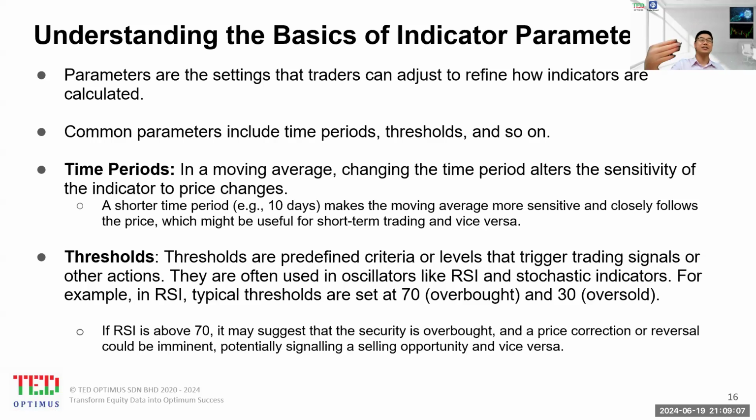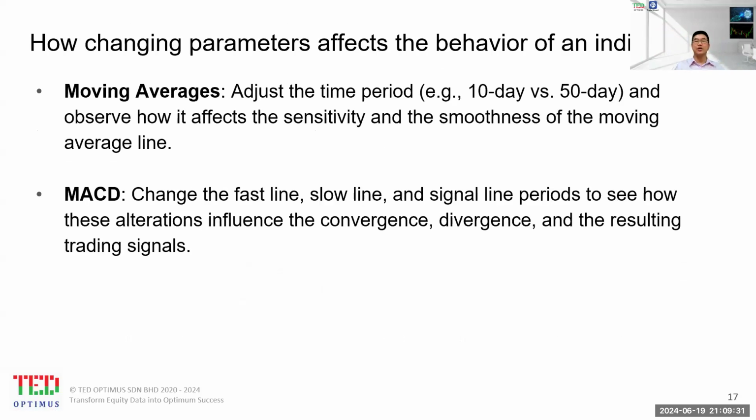Another is the threshold. If you use RSI and stochastic RSI, you will see there's a threshold of 70 and 30. Just now I showed you that overbought areas are mostly 70 and oversold are 30. Of course, some put it at 80 and some at 20. So we will talk more about this adjustment.